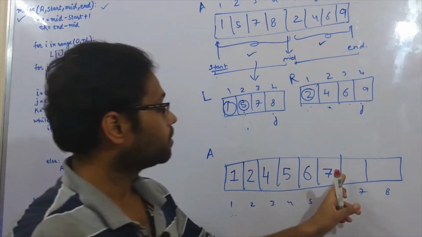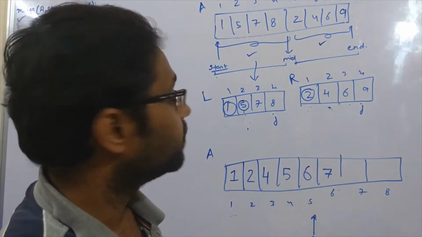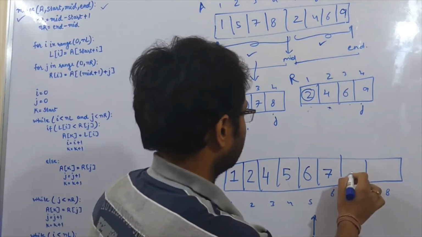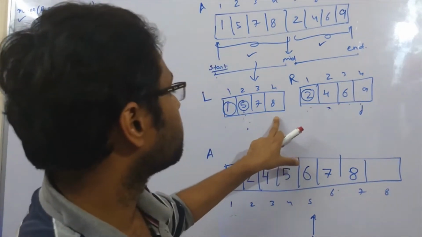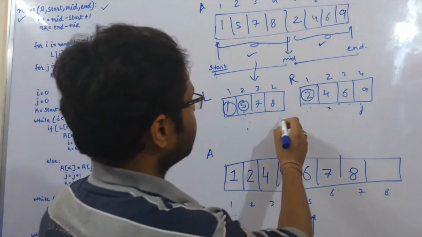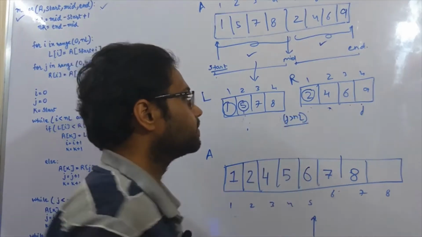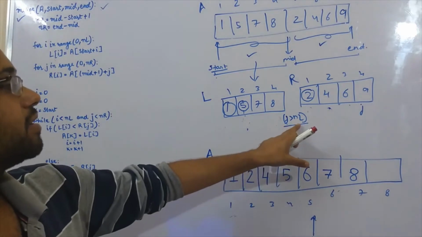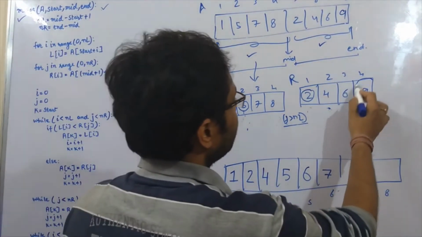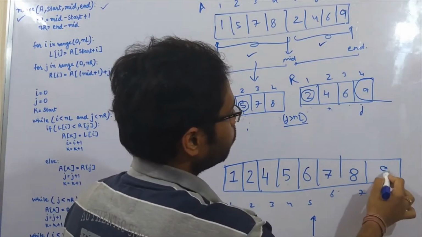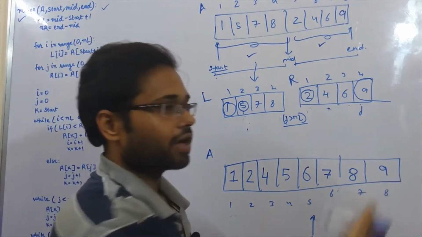So next what will be done? Now 8 and 9 will be compared. Which one is lesser? 8 is lesser. So we will just put 8 here and increment the j. But what is happening, j is greater than the length of the right array. So we will stop here. Whichever elements are remaining in the right array, we will just simply put all of them in the array.